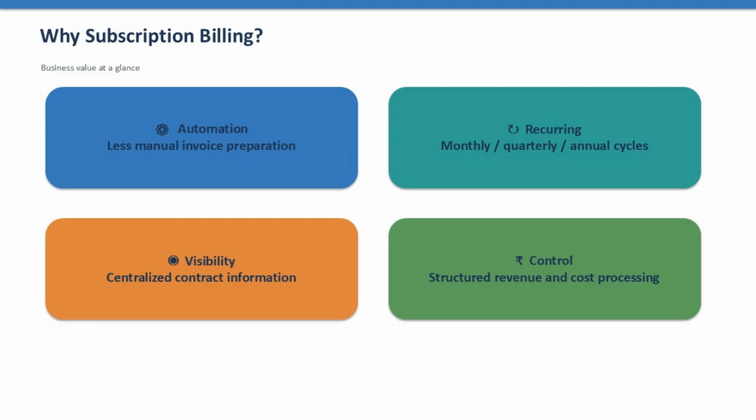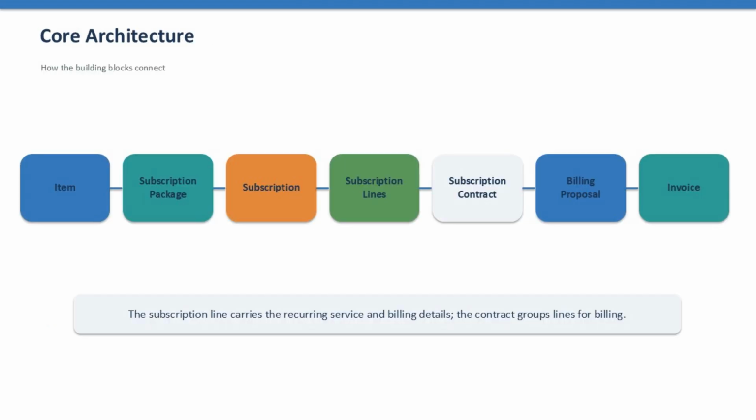So how does subscription work in BC? Firstly, we have one item. There is an option in the item card which is called the subscription option, where you can select no subscription, subscription item, and other options. So you select your item. The item should be a non-inventory item. If you select a subscription item, then on that item, you will create subscription packages.